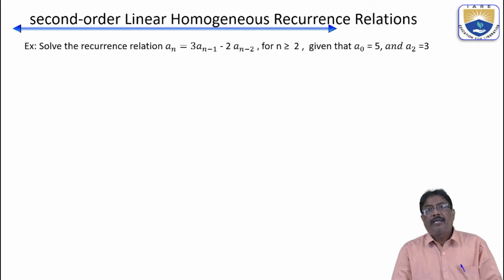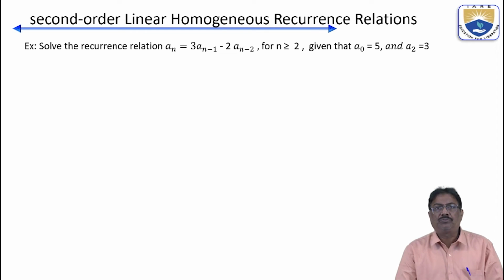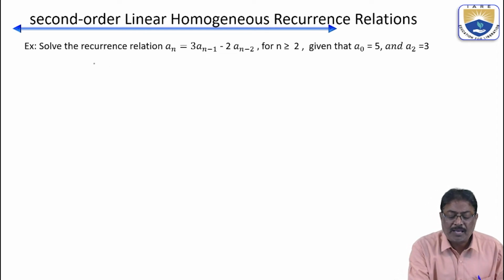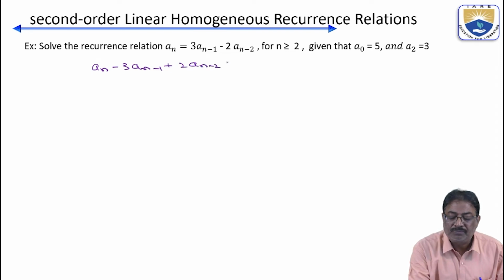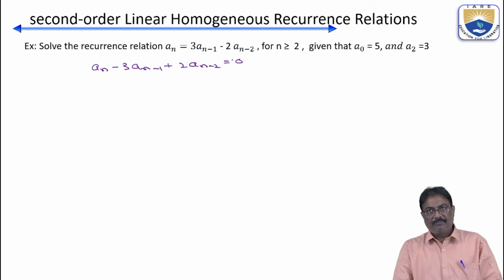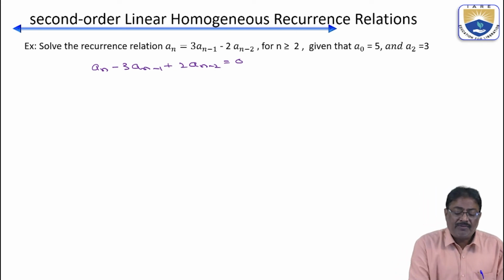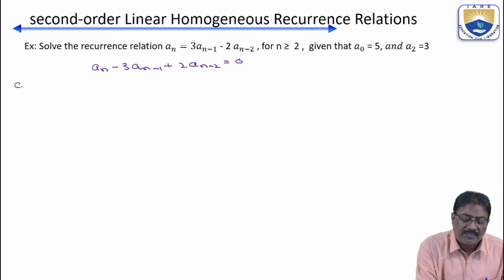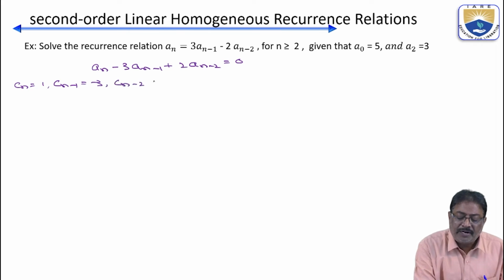Here An is given as An equals 3An minus 1 minus 2An minus 2. Now I am going to rewrite this: An minus 3An minus 1 plus 2An minus 2 equals 0. Now here, what are the coefficients? C n equals 1, C n minus 1 is minus 3, C n minus 2 is equals to 2.